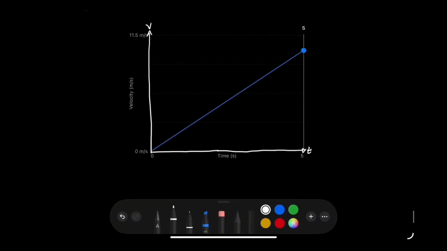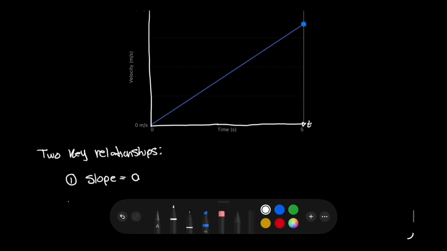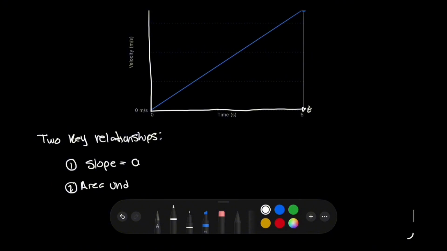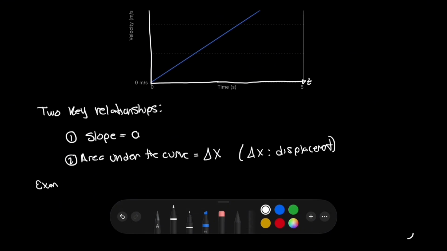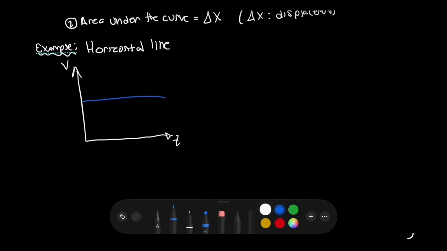And so if we look at this velocity time graph here, two key relationships are that 1, the slope on a velocity time graph is equal to acceleration. And the second thing is that the area under the curve is equal to our change in position, which is our displacement. And so we can start off by looking at the example of a horizontal line on a velocity time graph. And so what this means is that the velocity is constant.